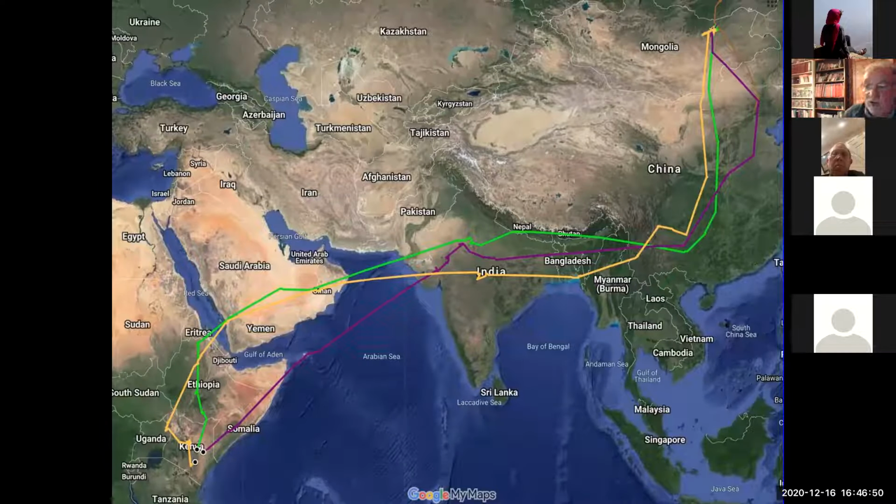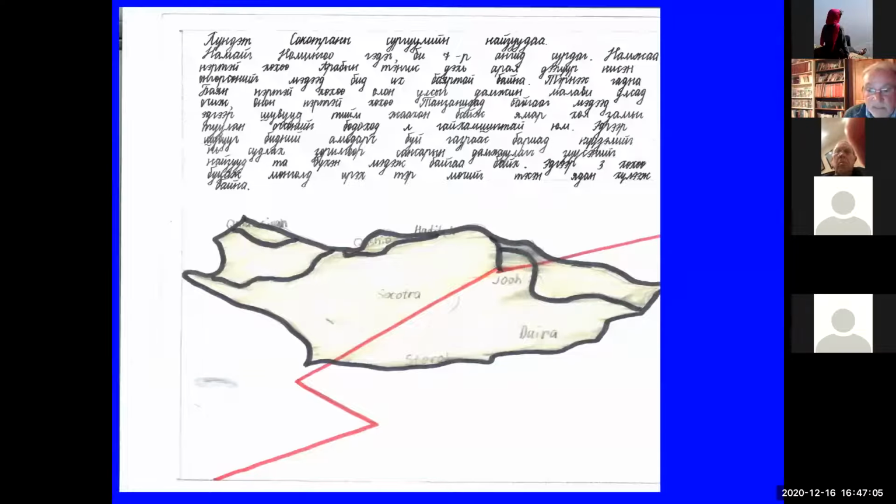This is one of the cuckoos that was ringed and satellite tagged in Mongolia so that it could be recorded throughout its whole journey by satellite. And there it is, flying across the island of Socotra, in a letter that was written by the young people in school in Mongolia to the children on Socotra.